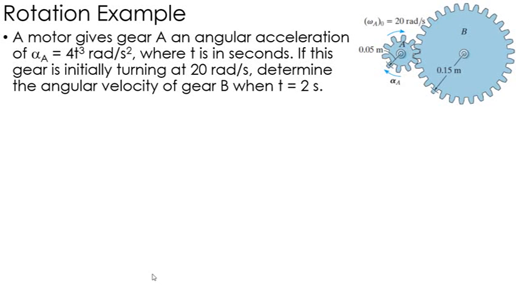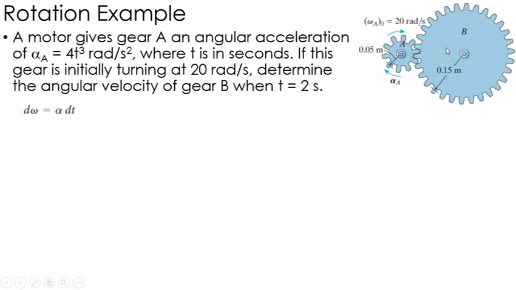Okay, we're looking at a gear here where I've got a motor A that has an angular acceleration given by 4t cubed, where t is in seconds. If it's initially at 20 radians per second, determine the angular velocity of B when t equals 2 seconds.